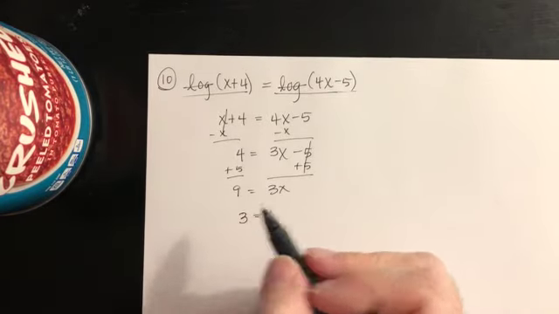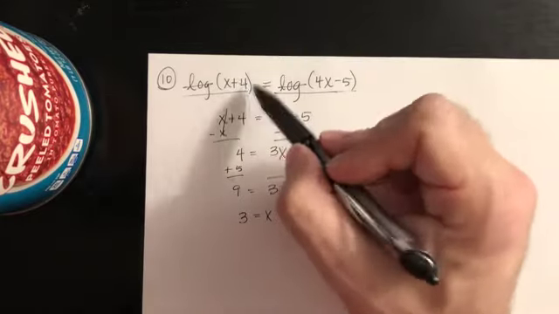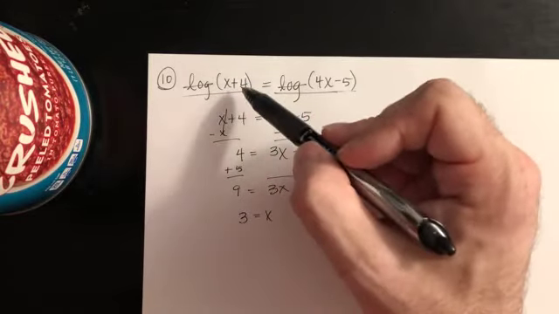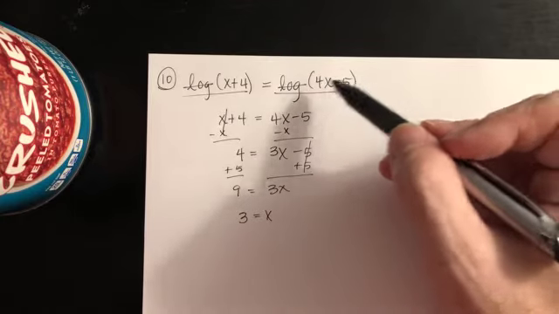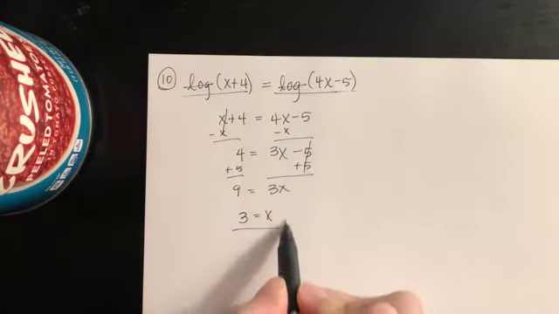Now, if this is going to work, 3 has to not create any problems. So 3 plus 4 is 7. That's good. And then 4 times 3 is 12. 12 minus 5 is also 7. That's good. So it's a good answer.